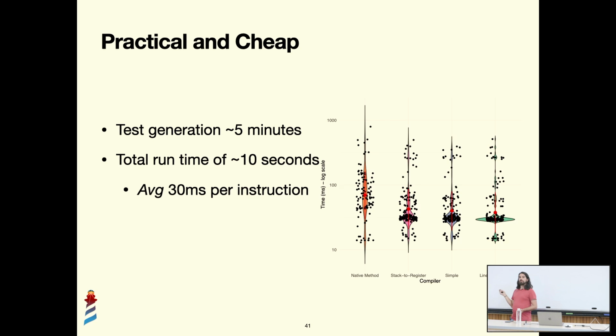So, the other thing is that, okay, this approach was surprisingly practical. Test generation runs in around 5 minutes for 5,000 tests. So that means that we can run it in the CI maybe once a day or something like that. It's not time consuming. It doesn't take days like other approaches that do test generation. And once generated, running them is around 10 seconds.